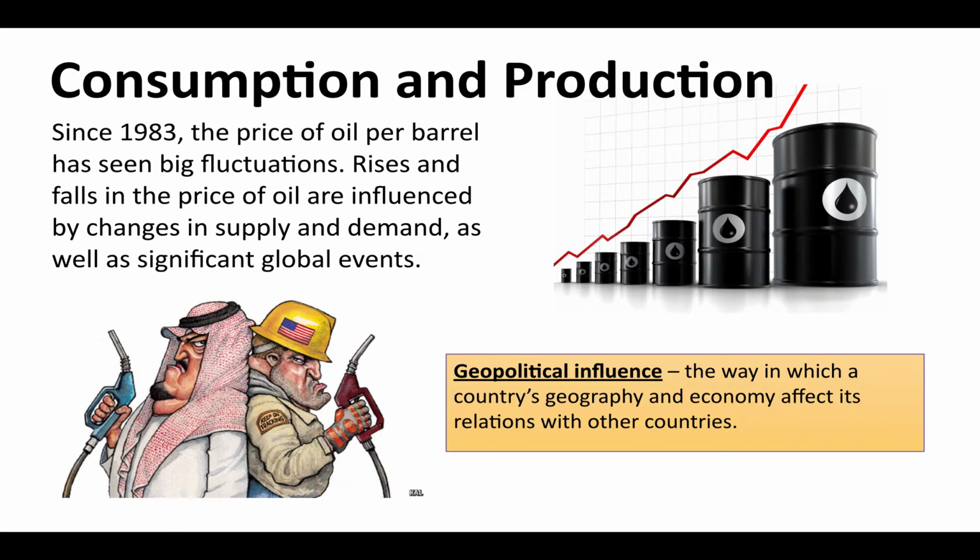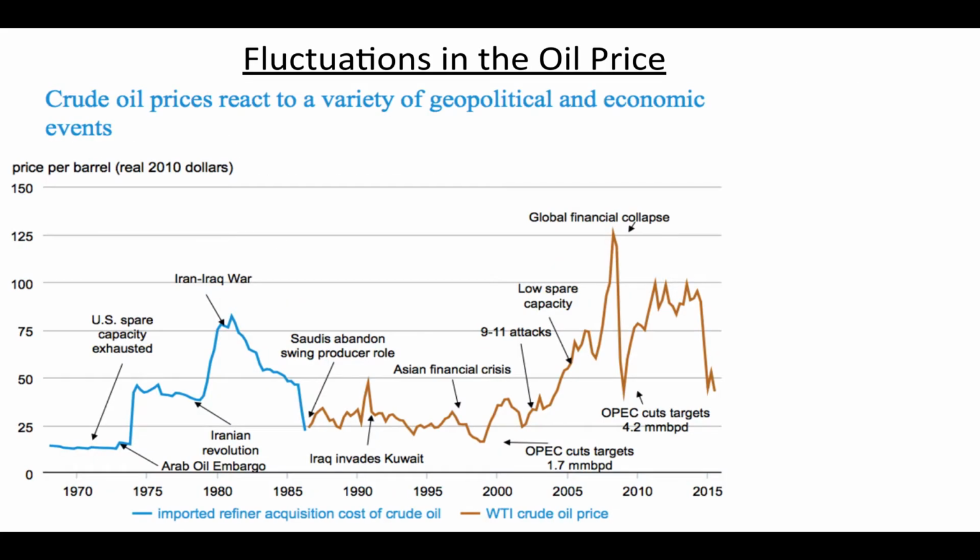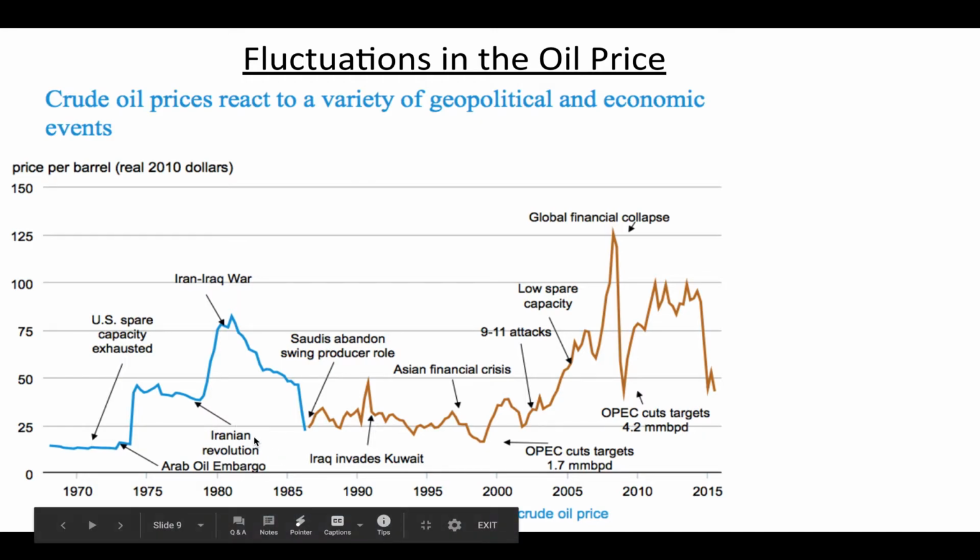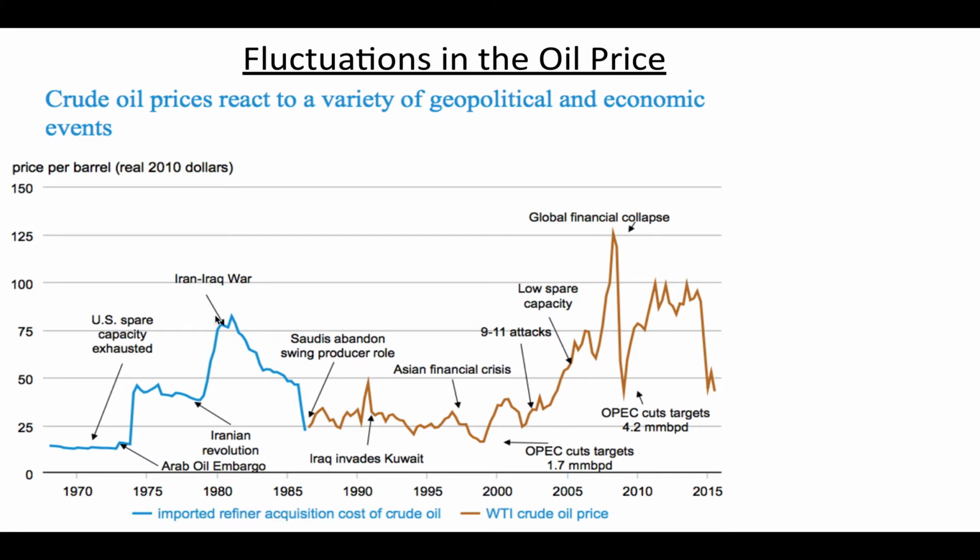So let's have a look at how oil prices have changed over time. As you can see here, the oil price goes up and down all over the place. And if we want to annotate, as we can see on here, a variety of different geopolitical and economic events which have affected the price of oil. So let's have a look over here, for example. There was a revolution in Iran, one of the world's largest producers of oil. And as there was revolution in Iran, there was very little production going on. The supply was limited. And so the price of oil went up.